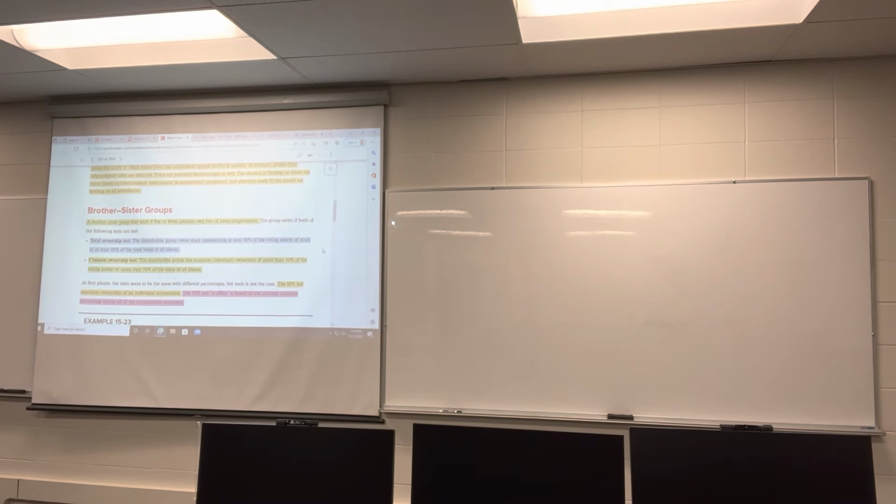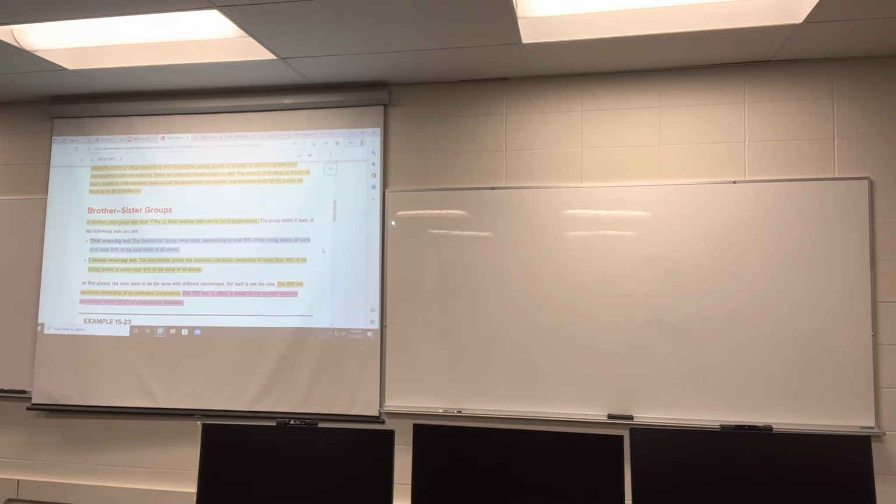The first one is the total ownership test. So the shareholder group owns stock representing at least 80% of the voting shares of stock, or at least 80% of the total value of all shares. So this is total ownership for each of those companies. All 3 of us, Trinity and Madison and I, with these 3 companies, we own at least 80% of each of them. That's the total ownership test.